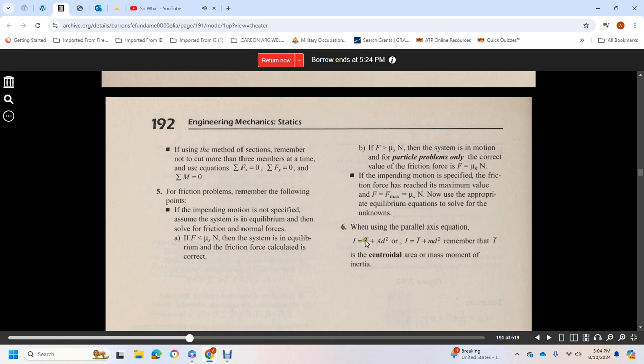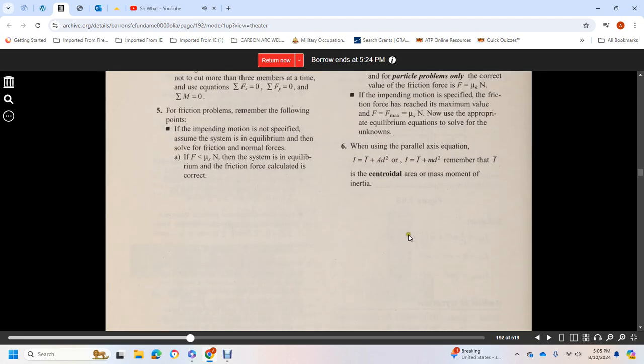When you have the parallel axis, the moment of inertia is equal to the centroidal area moment plus the area times the distance squared, or equal to the centroidal mass moment plus the mass times the distance squared. Remember that the moment of inertia is the centroidal moment of inertia plus the area or mass times distance squared.